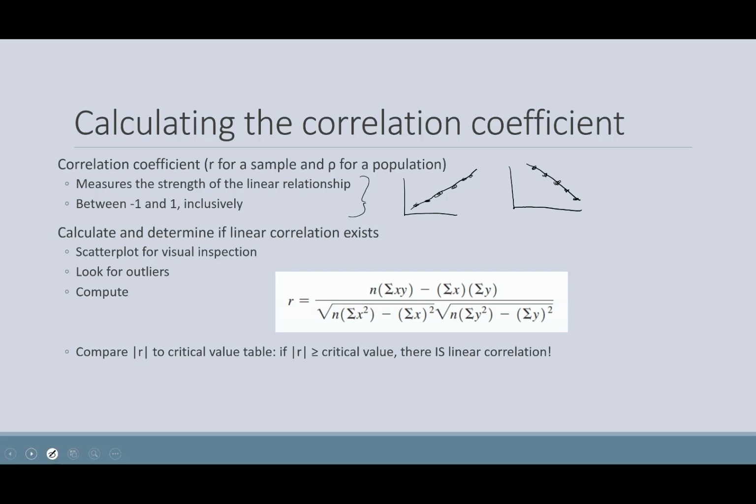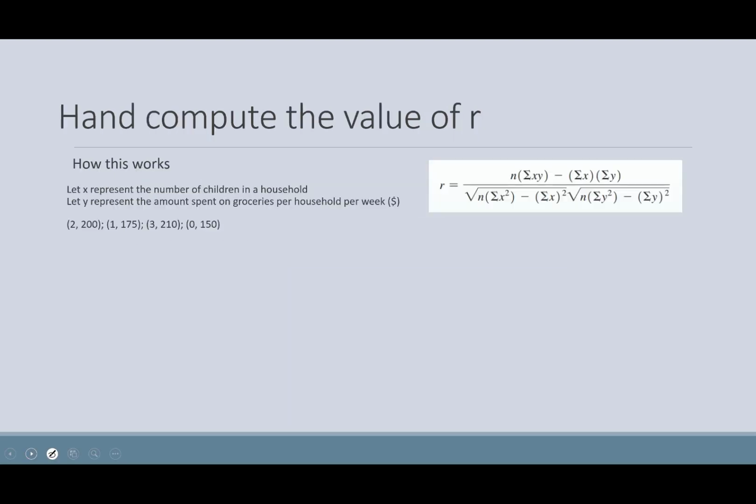All right, so we're going to start with an example here. And I have just a very generic example. It says, let X represent the number of children in a household, and let Y represent the amount spent on groceries per household per week, measured in dollars. So here I only have 4 data points because I want this to go a little bit quicker. And we are going to go through the process to find our correlation.